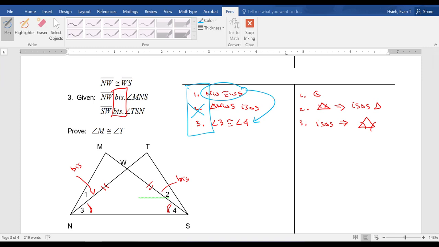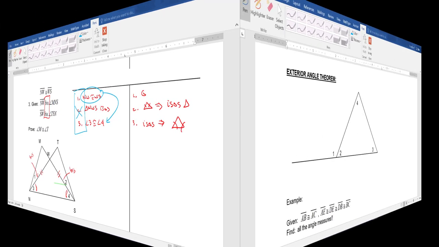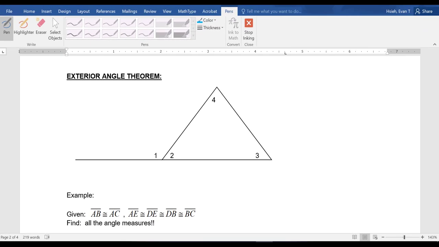The rest of the proof again is not that bad. You just prove some triangles congruent. I'm going to move back to page 2 because I want to hit the problem that is the tough problem from this section. We're back to page 2 here, and we're looking at what's called the exterior angle theorem.